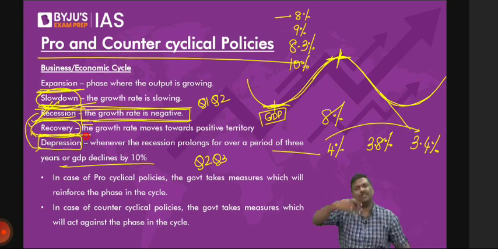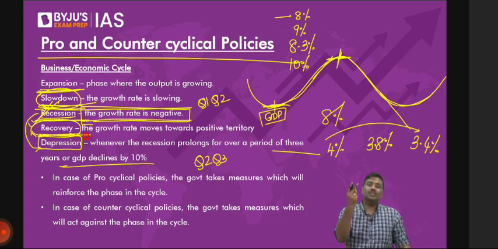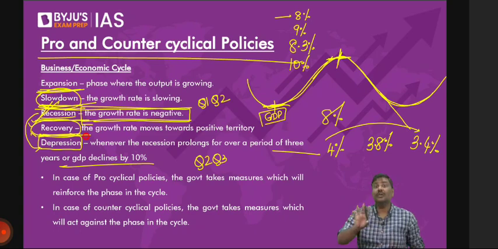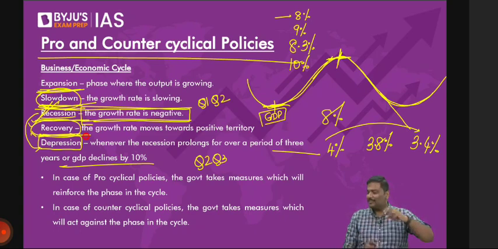Recession means for 2 consecutive quarters. This is the 4th time we are discussing recession, by the way. Earlier also we have discussed. For 2 consecutive quarters, you will have a negative growth rate. Your GDP value will not increase. GDP value will decrease. That is a recession. Now come to the idea of a pro and counter. Follow this very carefully. Do not be confused.